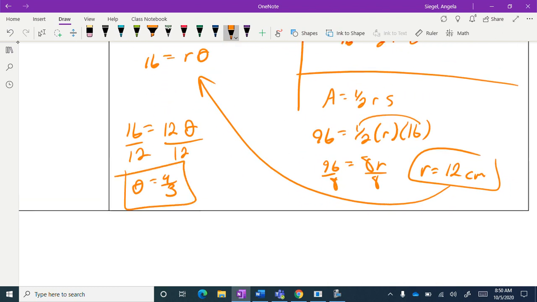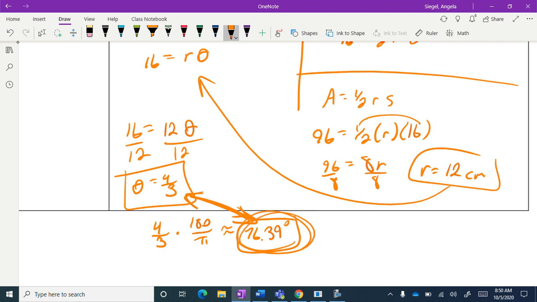But if we had to transfer it to degrees, I'm going to multiply it by 180 over pi, and I end up getting a yucky decimal, about 76.39 degrees. So sometimes it doesn't specify. If it specifies, which it does quite a bit, make sure you're taking it all the way.